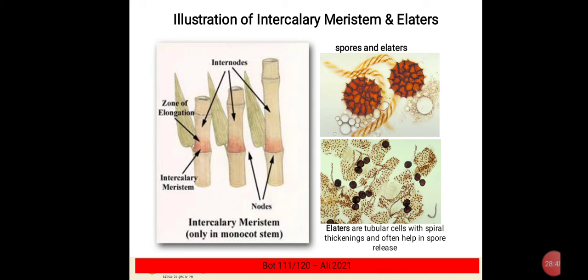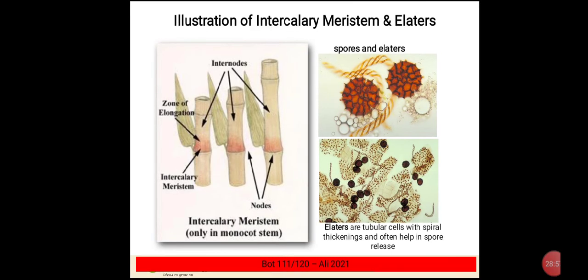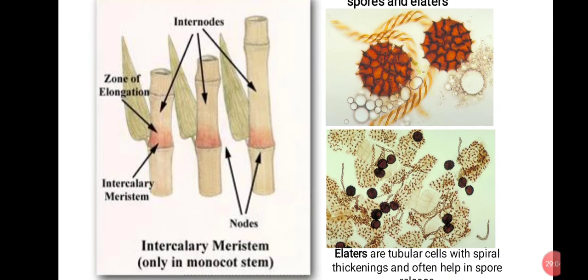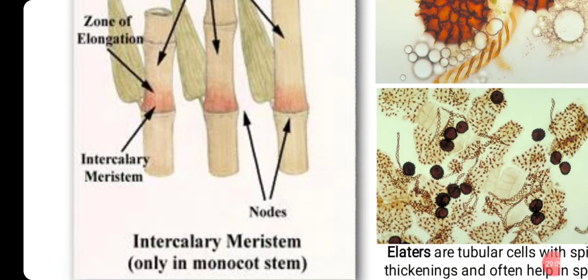Now you can see the meristems. An example of meristem in this division Equisetophyta. These are intercalary meristems. You can see it in the first diagram here. But this intercalary meristem is only present in a monocotyledonous stem. The dicotyledonous stem lacks this intercalary meristem.